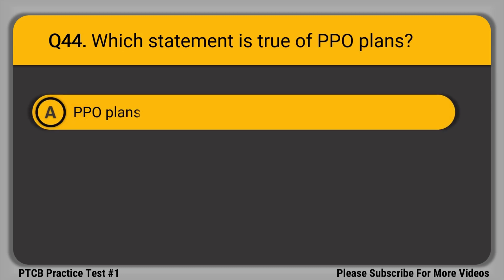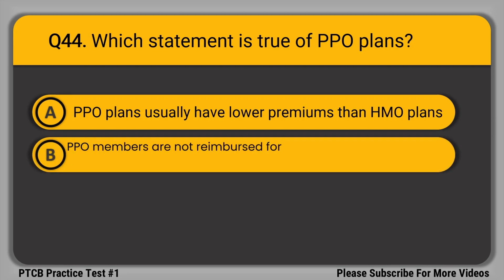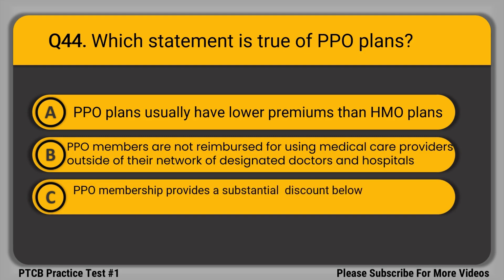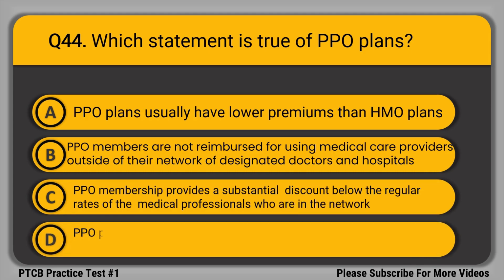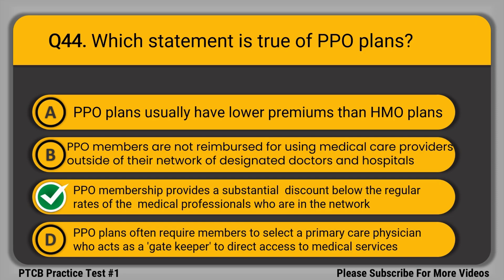Question 44. Which statement is true of PPO plans? A. PPO plans usually have lower premiums than HMO plans. B. PPO members are not reimbursed for using medical care providers outside of their network of designated doctors and hospitals. C. PPO memberships provide a substantial discount below the regular rates of the medical professionals who are in the network. D. PPO plans often require members to select a primary care physician who acts as a gatekeeper to direct access to medical services.